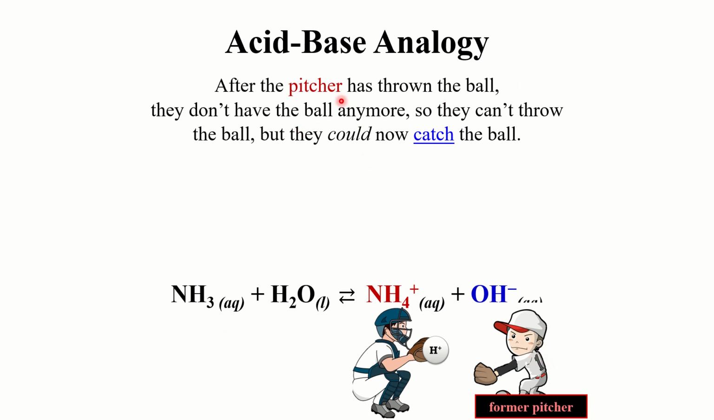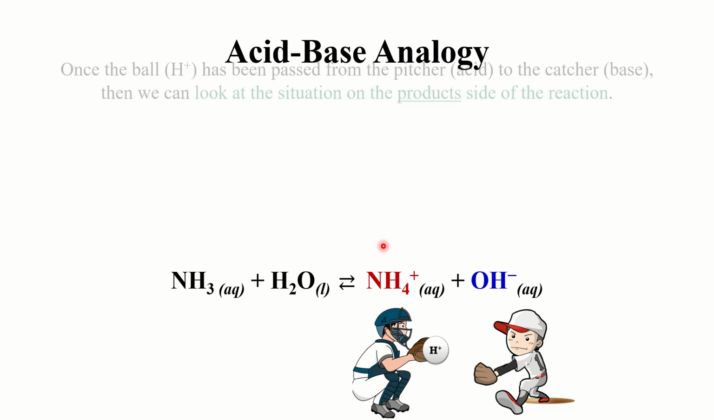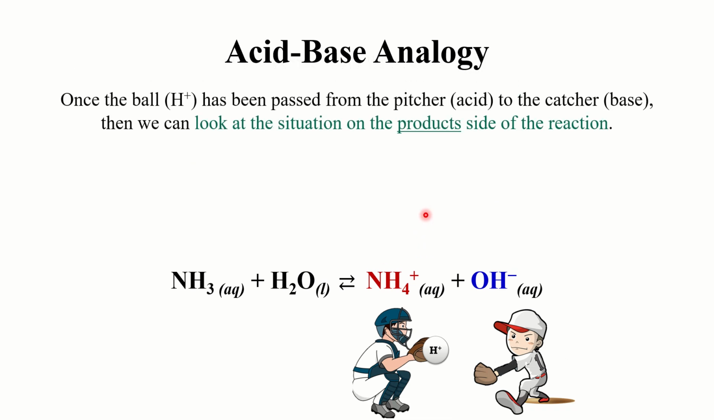Now, once we are on the product side, after the pitcher has thrown the ball, they don't have the ball anymore, so they can't throw the ball, but they could now catch the ball, right? After the pitcher throws the ball, now the catcher has the ball in his or her hand. So after the catcher has caught the ball, they can't catch it anymore, but they could now throw the ball, right? So what we can say here then is their roles have reversed.